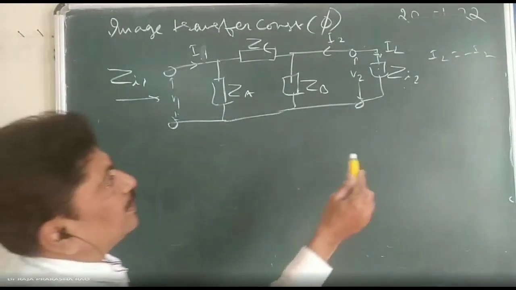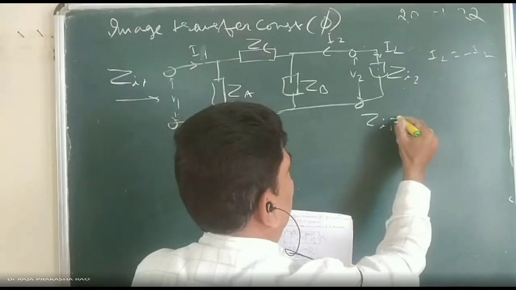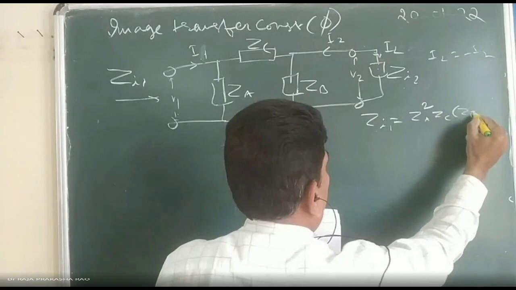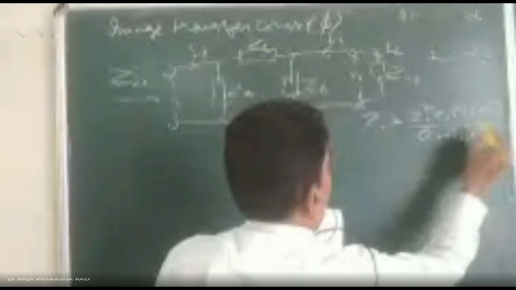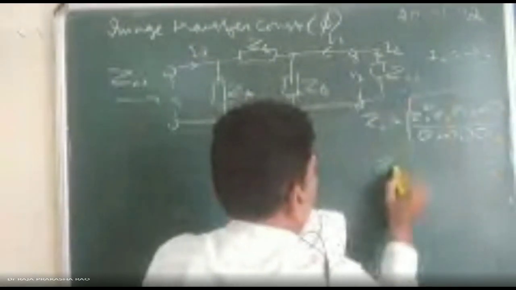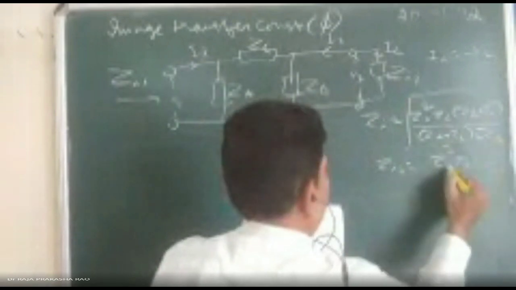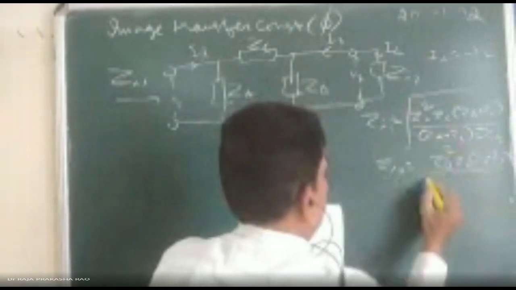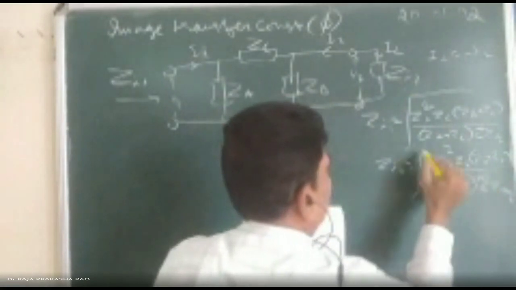We have already derived ZI1 is equal to under root ZA square into ZC into ZB plus ZC, divided by ZA plus ZC into sigma ZA. ZI2 is equal to, as we have derived, under root ZB square into ZC into ZA plus ZC by ZB plus ZC into sigma ZA. We have just now derived this.